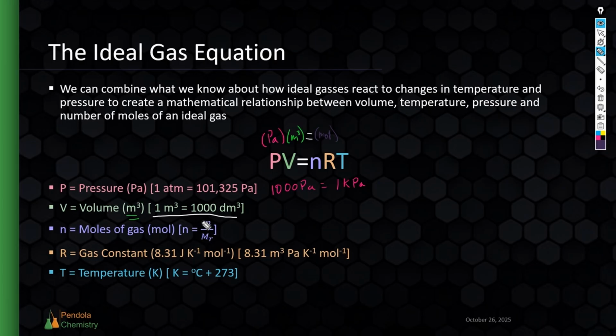So if they tell you something is 3 grams, instead of telling you how many moles it is of a gas, then you need to use the molar mass of that gas to convert it to moles in order to use it. And we're going to look at this in a little more detail in a couple slides.